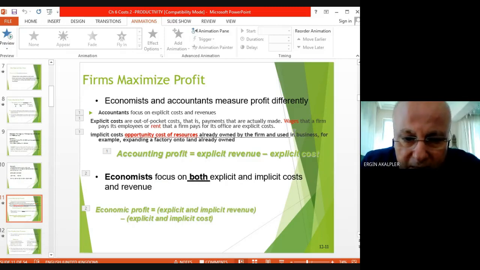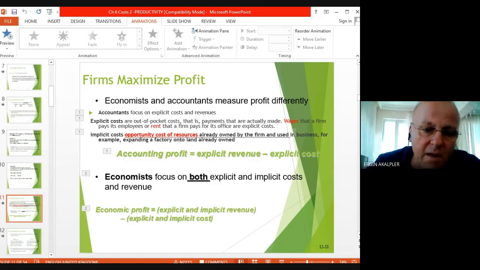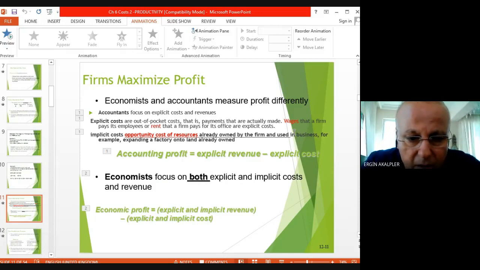Accounting profit is equal to explicit revenue minus explicit cost. The economists, therefore, focus on both explicit and implicit costs together. The economist's profit is represented as total revenue, explicit and implicit together, minus the explicit and implicit costs together.